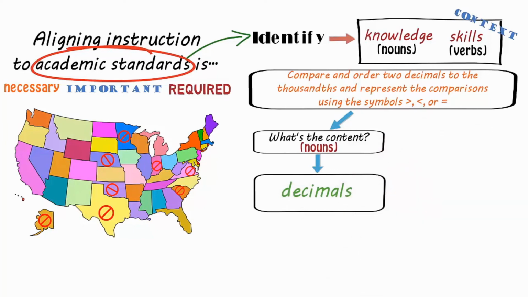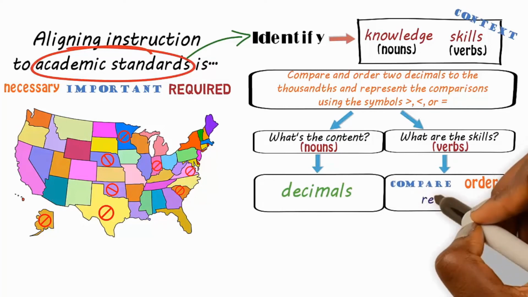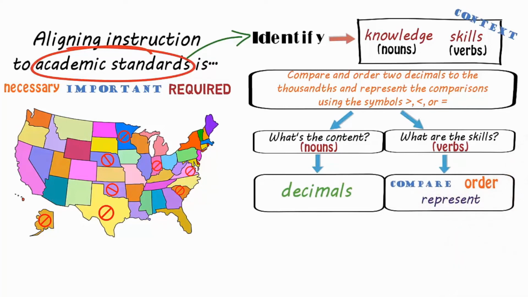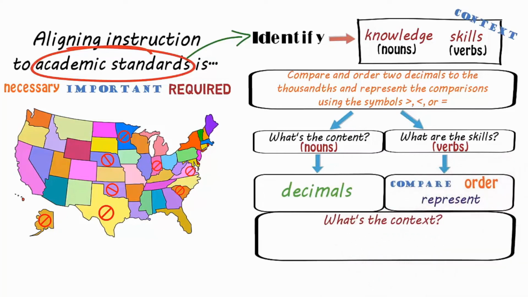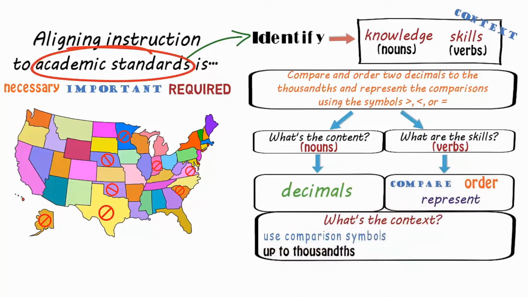The next question is, what skills do students need to learn? We'll use the verbs and verb phrases found in the standard to answer this question. So students will need to compare, order, and represent comparisons of decimals. Finally, we need to identify the context, and in this case, students have to represent comparisons using symbols, and the comparisons are to be made up to the thousandths place.